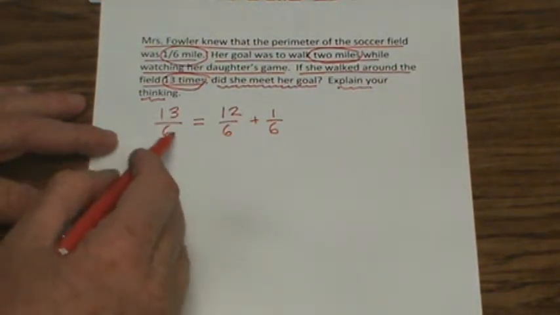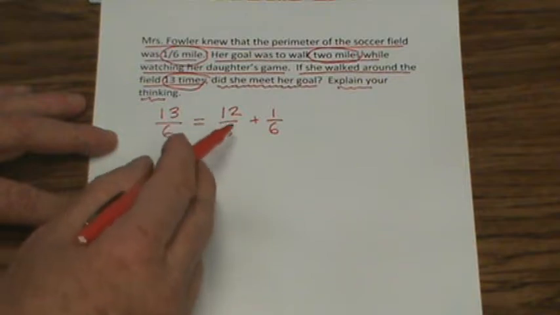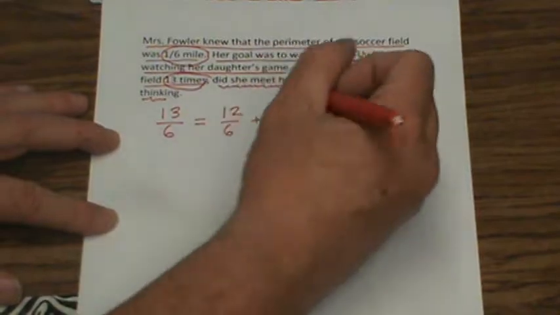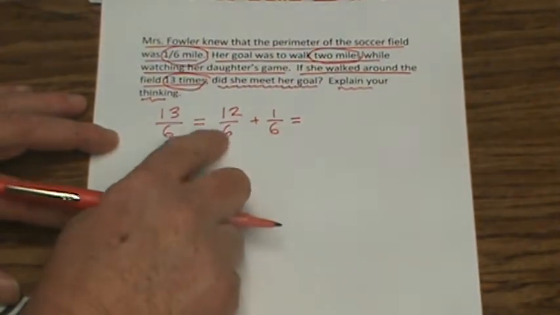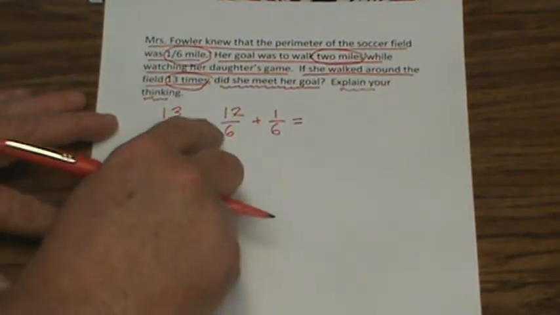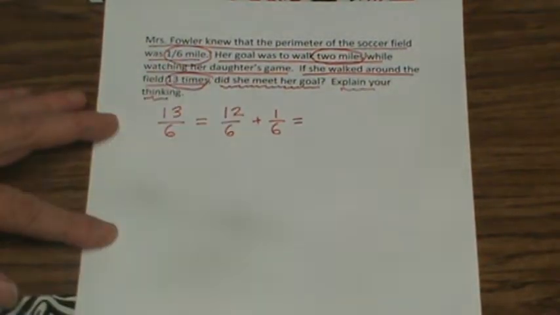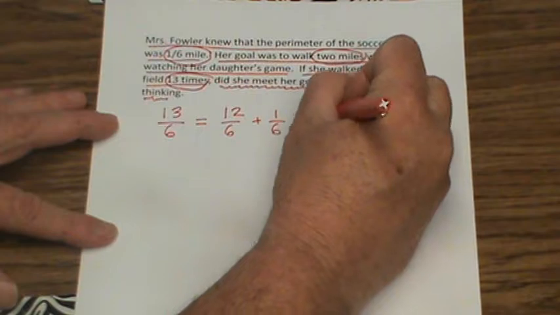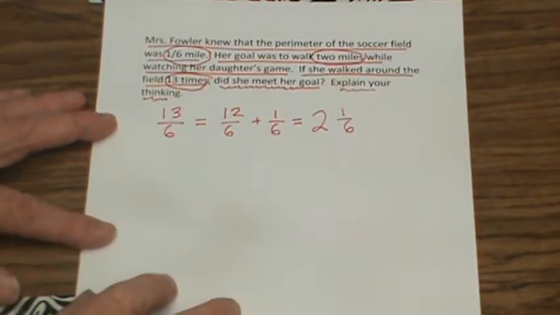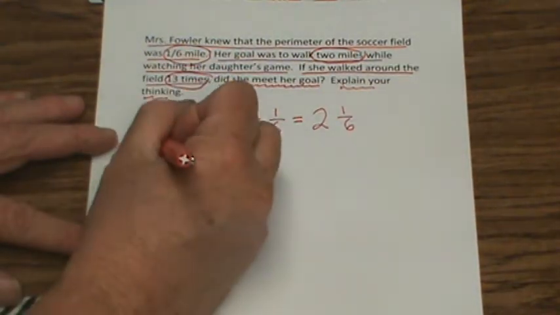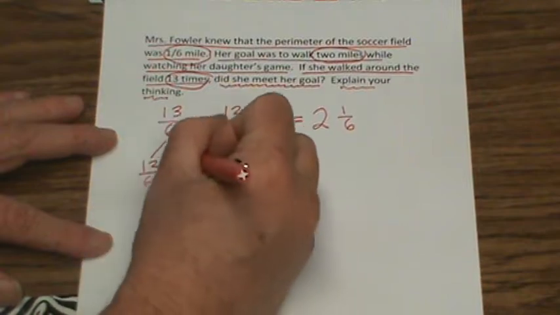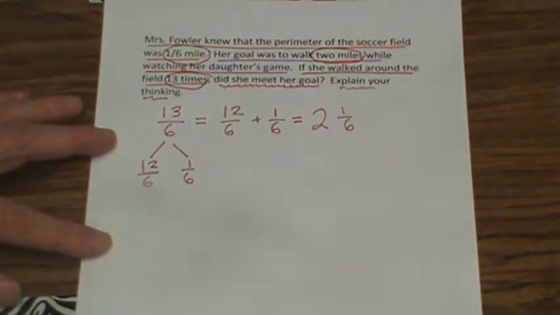Figure out how many 6s fit in there. So we had 2, so 12/6. And then to get to the 13, we added another 6. So what does 12/6 equal? Well, think about it. 12 can be divided by 6 2 times, so we would know it would equal 2, and we're left with 1/6. The way we got over here, think about it this way, we just want 12/6 and 1/6 to get 13/6.